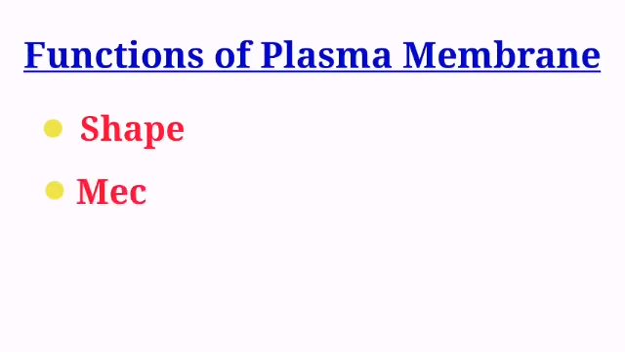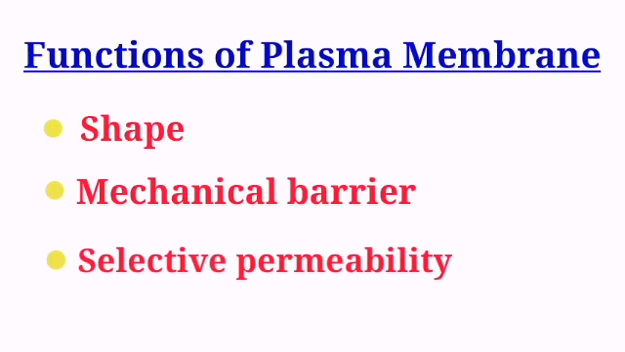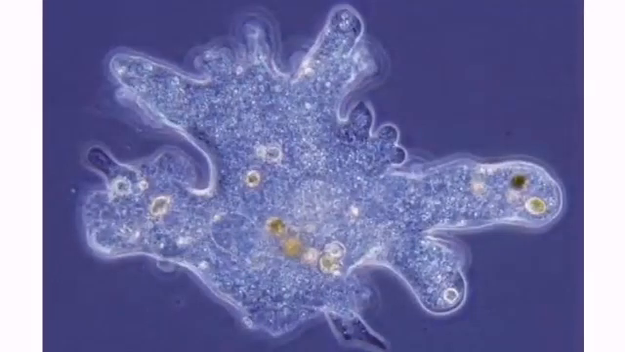Second, mechanical barrier. It functions as a mechanical barrier that protects the internal contents of the cell. Third, selective permeability. The membrane determines what substances are to be allowed entry or exit from the cell. Fourth, endocytosis. The flexibility of the membrane enables the cell to engulf food and other substances from its external environment by a process known as endocytosis, and amoeba acquires its food by this method only.